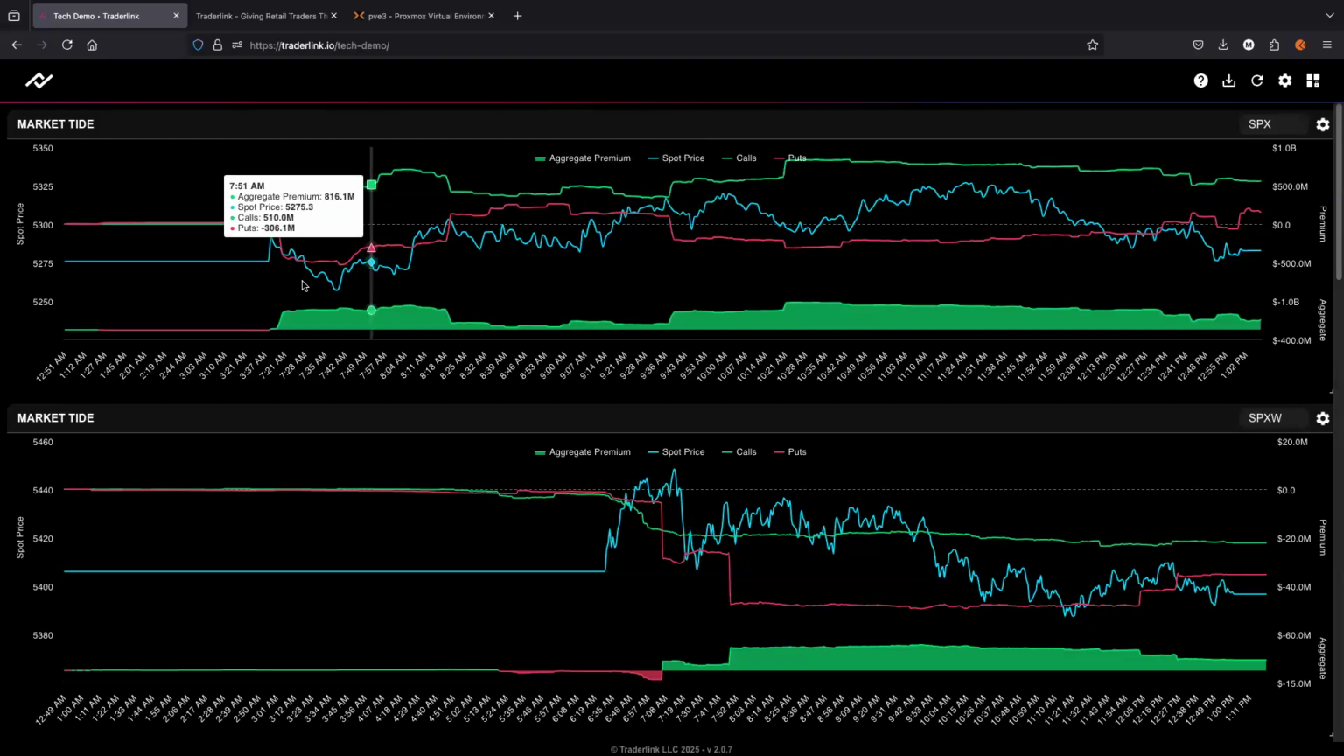I have my refresh set really high on tech demo, sorry. So what does that really tell us? A sold put, so somebody selling it, there's two possibilities. They could be selling it to take a profit, or they could be selling it to open a new position.